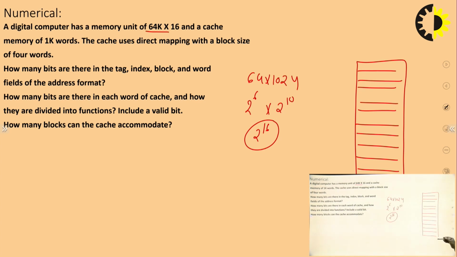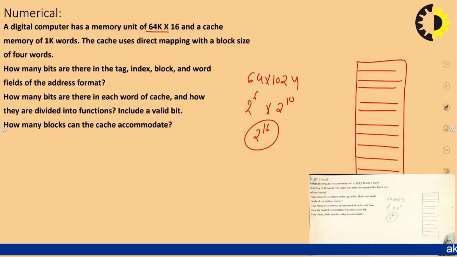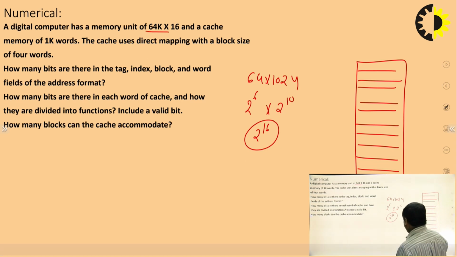It means when we calculate the tag of the main memory, 16 bits are required. And what is the size of the cache memory? That is 1K.